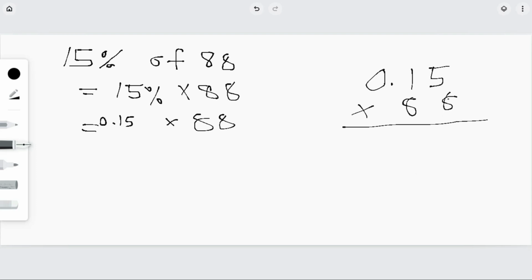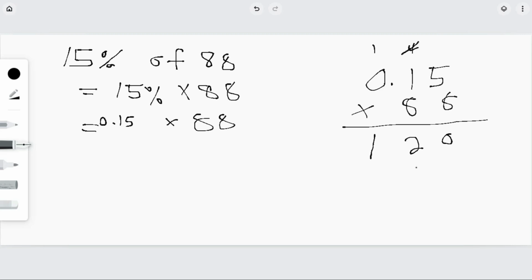Now let's start multiplying. 8 times 5 is 40. You write 0 and you keep 4 here. So 8 times 1 is 8. You add it with 4, which is 12. So you write 2 and you keep 1. We are already done with this 4. So 8 times 0 is 0 plus 1. That will be 1. So we are going to get 120 there.